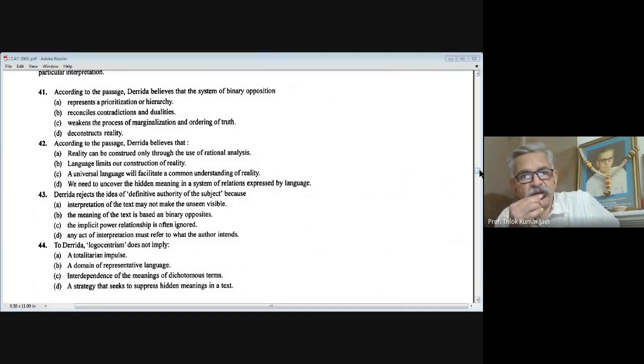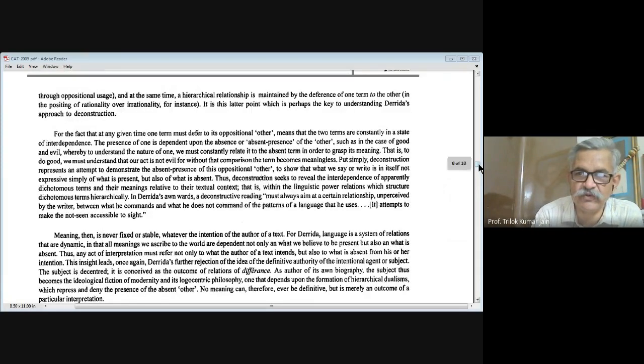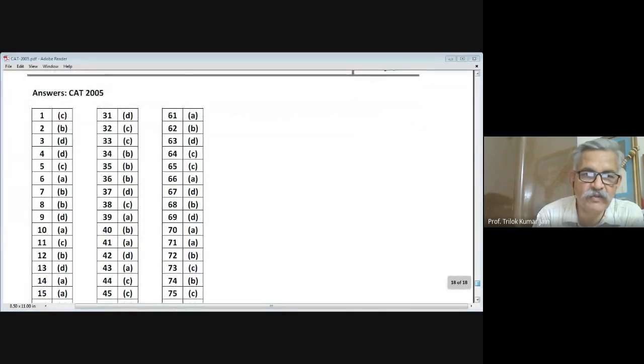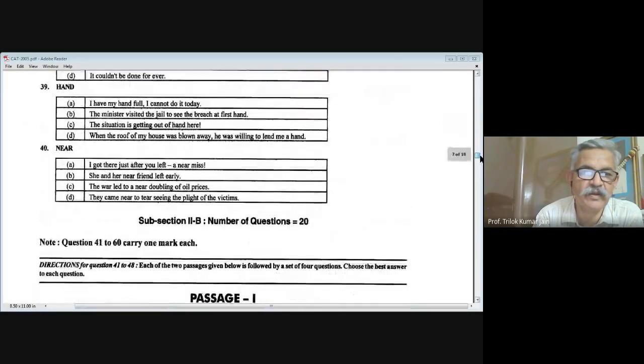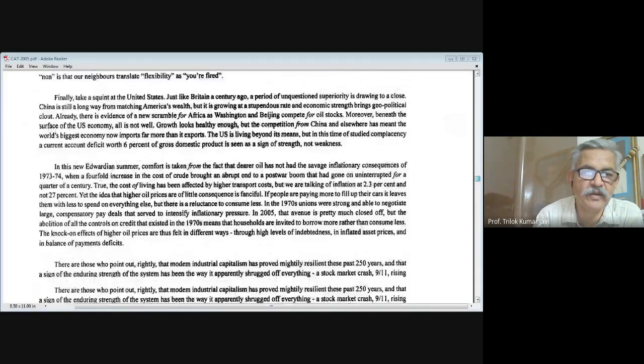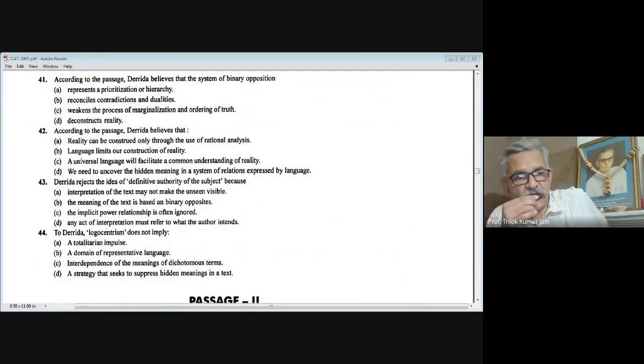Yes, for 41, the correct answer is A. Your answer is perfectly right. You had given A. Perfectly right. For 42, the answer D is correct. And 43, C is correct. 44th, just check me again. I forgot 44. 44, C. Our answer is right.